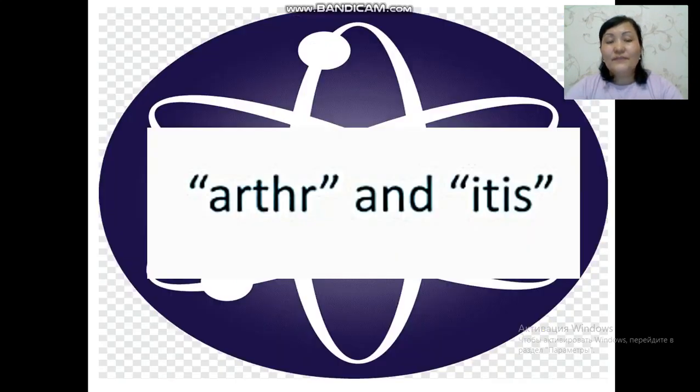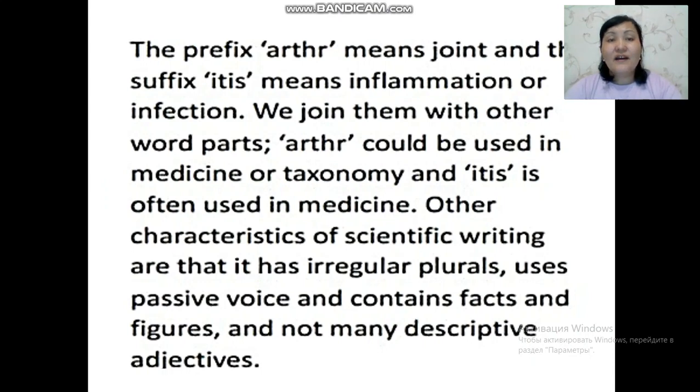Now look at this word. ARTHR and ITIS. What do these letter combinations mean? As you guess, they are prefix and suffix. The prefix "arthr" means joint and the suffix "itis" means inflammation or infection. We join them with other word parts. "Arthr" could be used in medicine or taxonomy, and "itis" is often used in medicine.